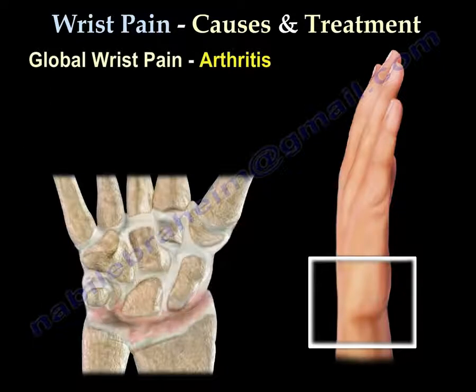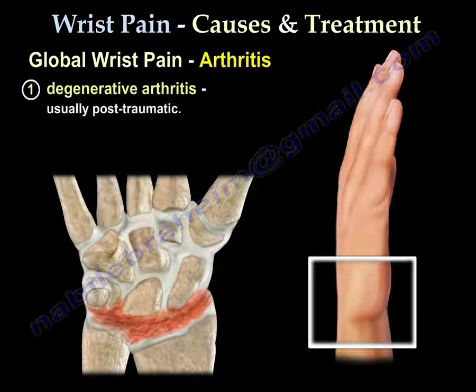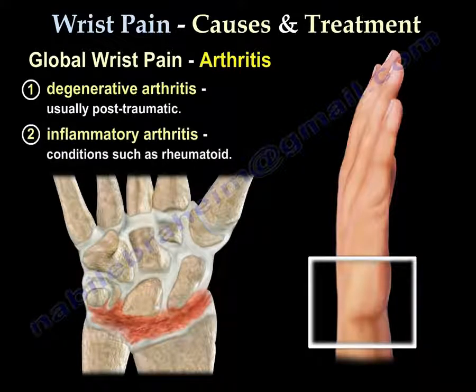Finally, global wrist pain, usually from arthritis, either degenerative or inflammatory. The degenerative type is usually post-traumatic.